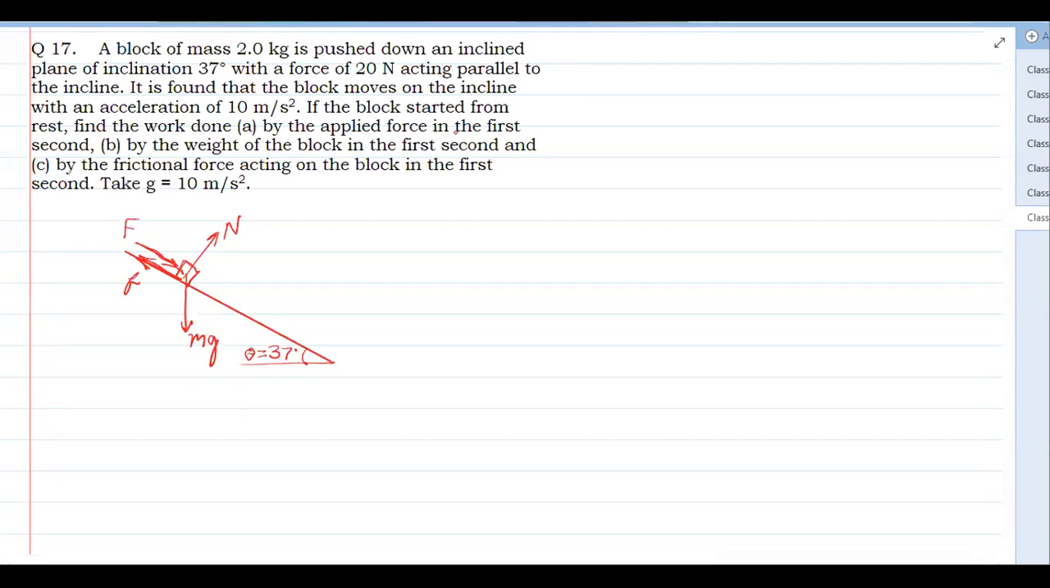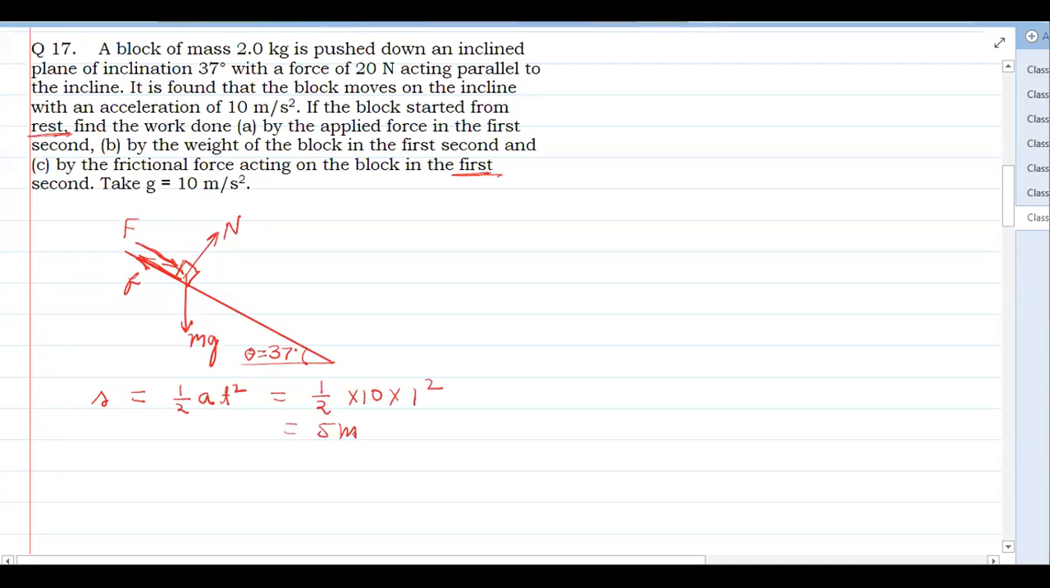So how much will the displacement be? Displacement will be S equal to half a t squared. Why half a t squared? Because the object is starting from rest, so initially there is no velocity. So half, and how much was the acceleration? 10 meters per second squared. And for how much time is it accelerated? The first second. So for 1 second, we get 5 meters. So the displacement is 5 meters.